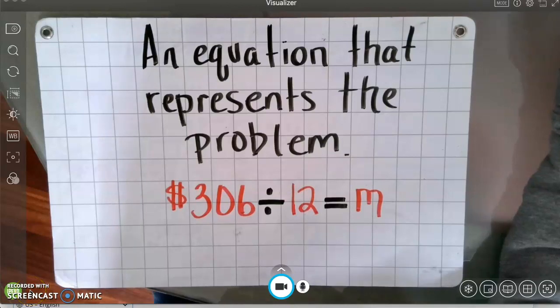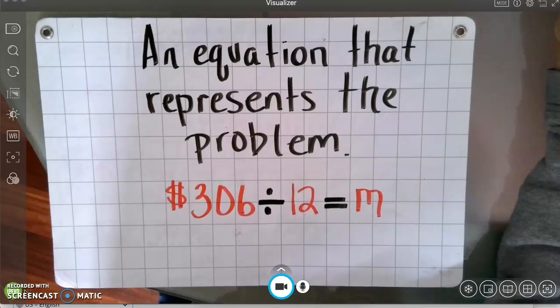So your instructions for this assignment is also to write an equation that represents the problem, and you need to use a variable. So the equation that represents this problem is $306 divided by 12 equals n.